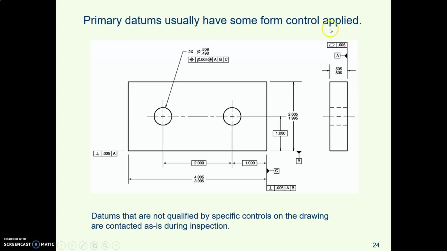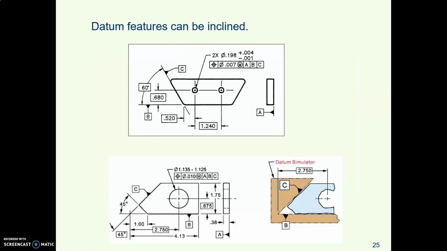So usually you will see some form control, like this flatness control, applied to the primary datum. That is known as qualifying the datum, but what it means is you make this thing smooth and flat so that it can sit down on your surface plate and make 3 points of contact. Datums don't have to be square, they can be any angle.